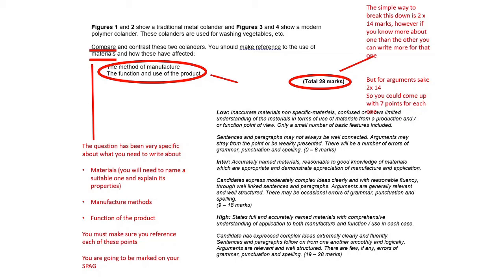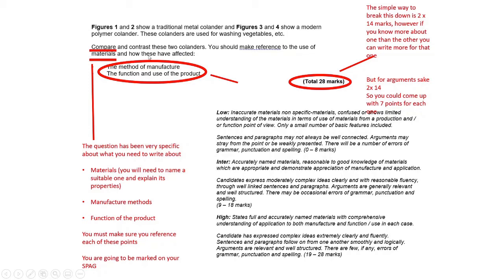Now you could do 8 for one and 6 for another, or some other variation, but for argument's sake, say you're going to do it equally and you split it right down the middle. So 2 things, divide 28 by 2 obviously gives you 14. So there's 14 marks for the method of manufacture and there's 14 marks available for the function of the product. And what happens is you get a mark for bringing up your fact, then you get a mark for explaining why your fact is correct. So really, that means you just need 7 points.